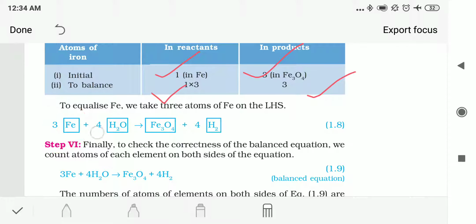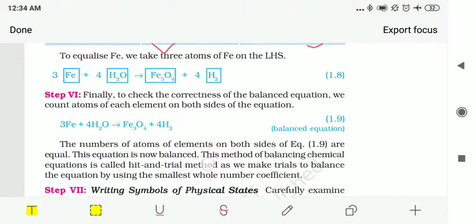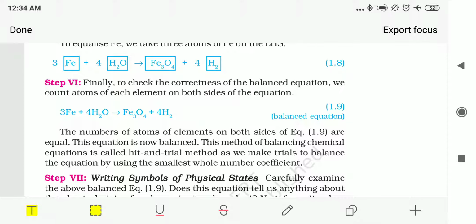Finally, step 6, what step 6 says? Finally, to check the correctness of the balanced chemical equation, we can count the number of atoms of each element on both the sides of the equation. 3 Fe, Fe3 both sides. Hydrogen is 8 both sides and oxygen is 4 for both the sides. So equation number 1.9 can be said to be balanced chemical equation. The number of atoms of elements on both the sides of equation number 1.9 are equal. So this equation is now balanced.